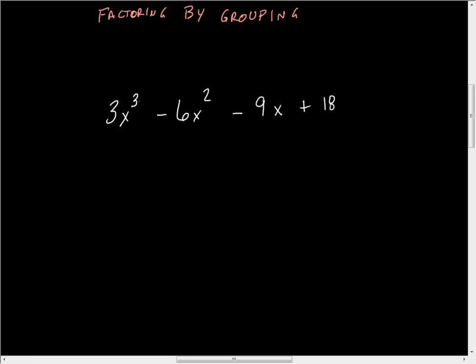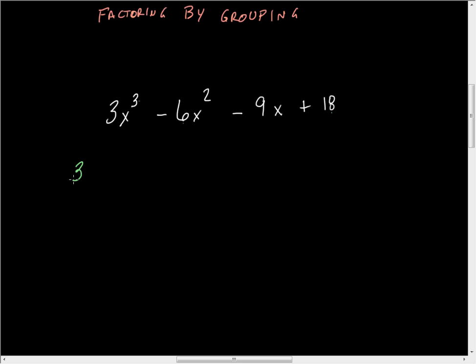Again, remember, when I started, I said, okay, first of all, do I have everything written in descending order of powers on the variable? And here my variable is x. I have 3, 2, 1, 0. They are in descending order. And the next thing I mentioned is go ahead and factor out the greatest common factor if you can. You'll notice that each one of these numbers is divisible by 3. I can factor out a 3 then, and so I'm going to go ahead and do that.